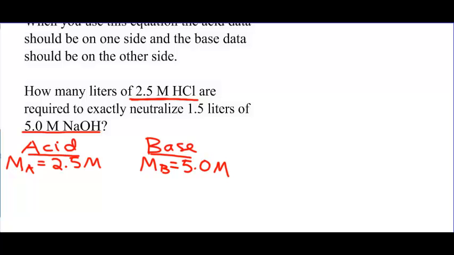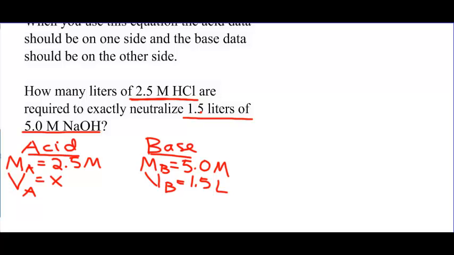We're also given a volume here, 1.5 liters. What is that 1.5 liters of? It's 1.5 liters of NaOH, so that's your VB. Your volume of base is 1.5 liters. They're asking for the volume of acid, VA. How many liters of HCl? Okay, so that's your X.